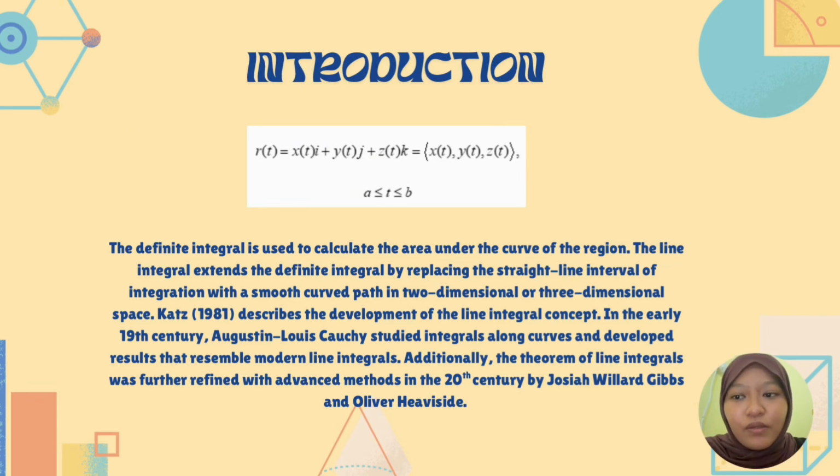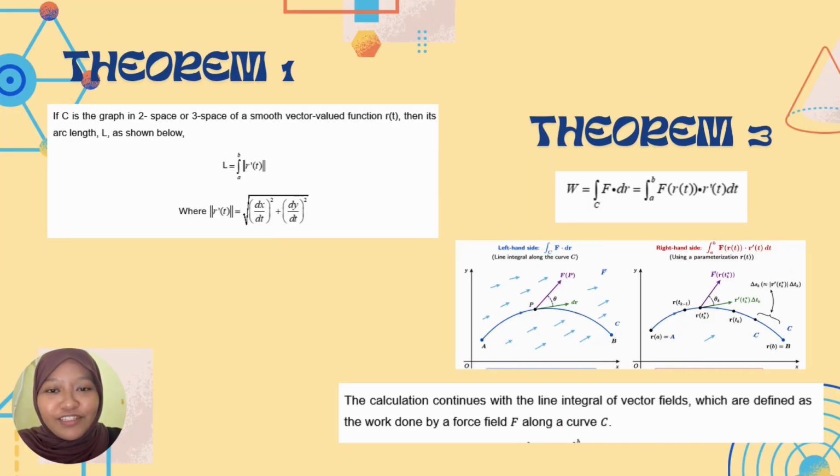Katz in 1981 describes the development of the line integral concept. In the early 19th century, Augustin Louis Cauchy studied integrals along curves and developed results that resemble the modern line integral. Additionally, the theorem of line integral was further defined with advanced methods in the 20th century by Josiah Willard Gibbs and Oliver Heaviside.